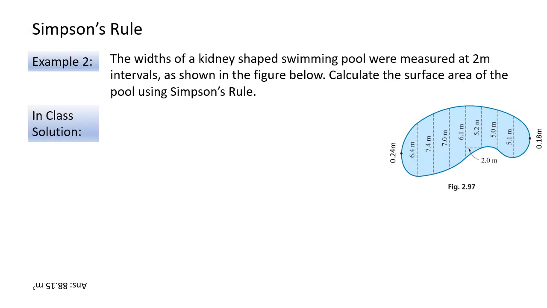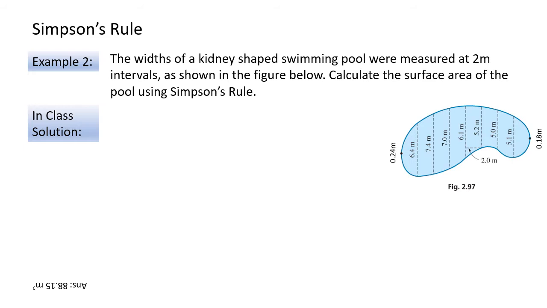So let's look at our first example. I'm using the same example from the trapezoid rule, but we're going to look at it in terms of the Simpson's rule using parabolas. Okay, so I want you to see that there is a difference when you measure them each way. So the widths of a kidney-shaped swimming pool were measured at 2-meter intervals as shown in the figure below. Calculate the surface area of the pool using Simpson's rule.